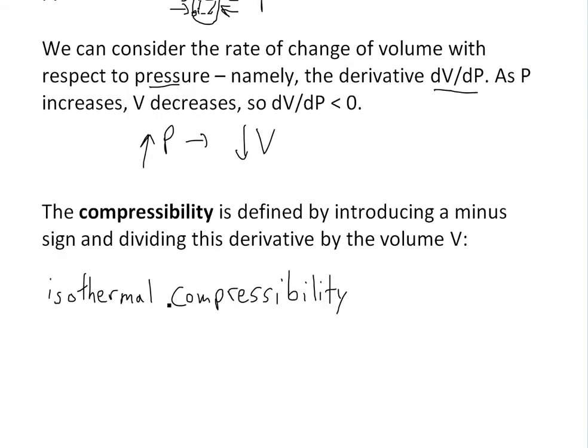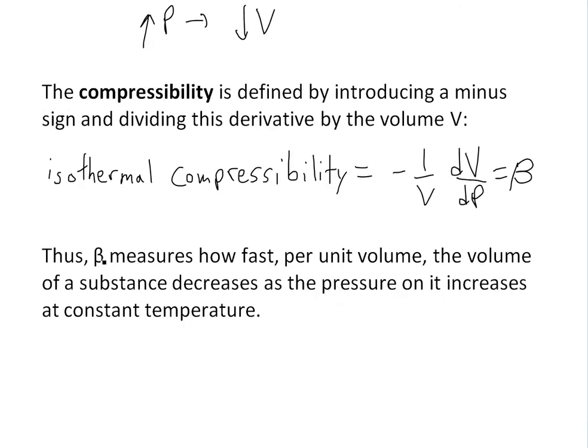So that's the definition, but in this case we'll put isothermal in there: isothermal compressibility. Iso means one, and thermal represents temperature. So at one constant temperature, the compressibility is defined as -1 divided by V, the volume, multiplied by the rate of volume change with pressure, dV over dP. This is given the Greek symbol beta. Beta measures how fast, per unit volume, the volume of a substance decreases as the pressure on it increases at constant temperature.